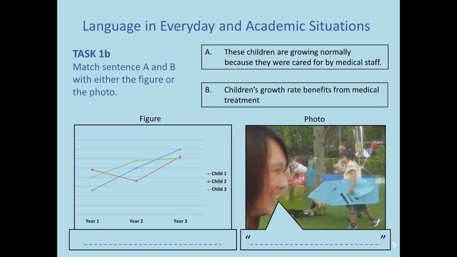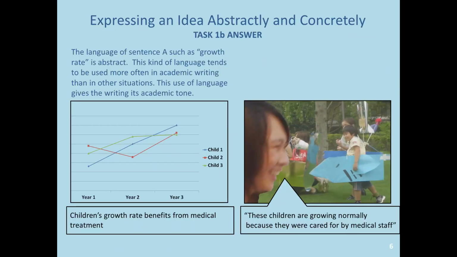Try matching sentences A and B with either the figure or the photo. Again, pause the video here. And again, you might have noticed that the language of sentence A, such as growth rate, is abstract. This kind of language tends to be used more often in academic writing than in other situations. This use of language gives the writing its academic tone.